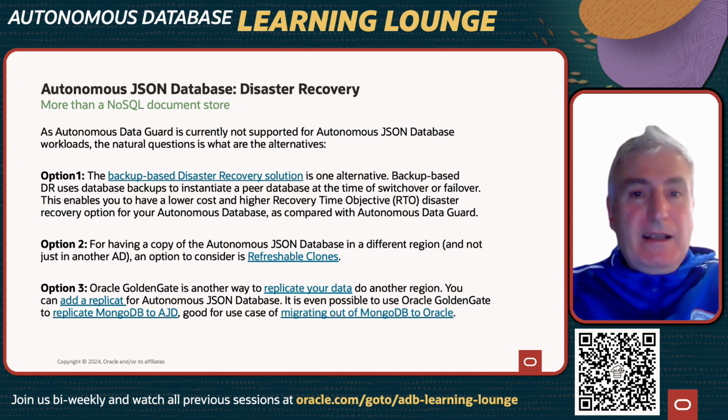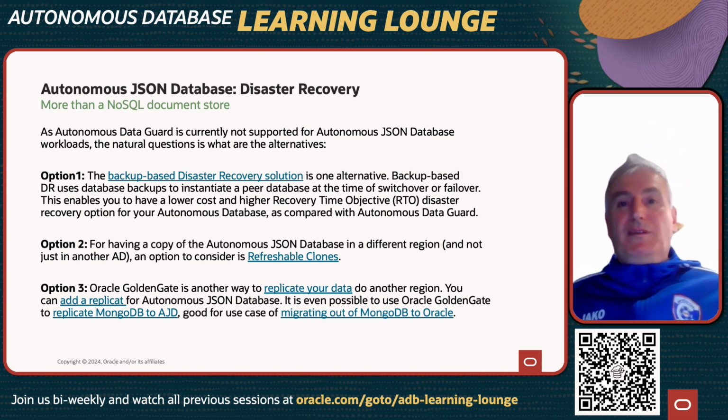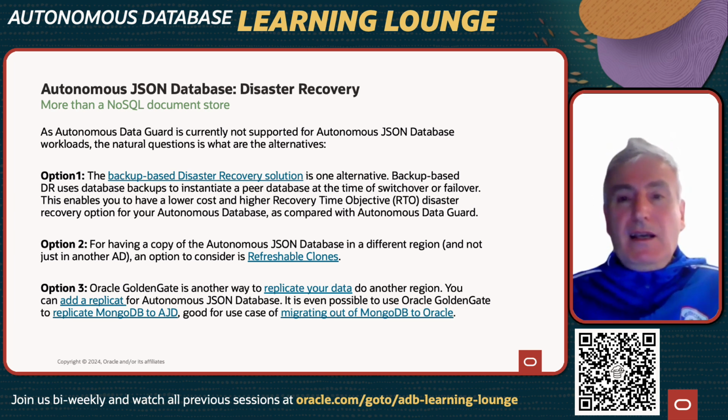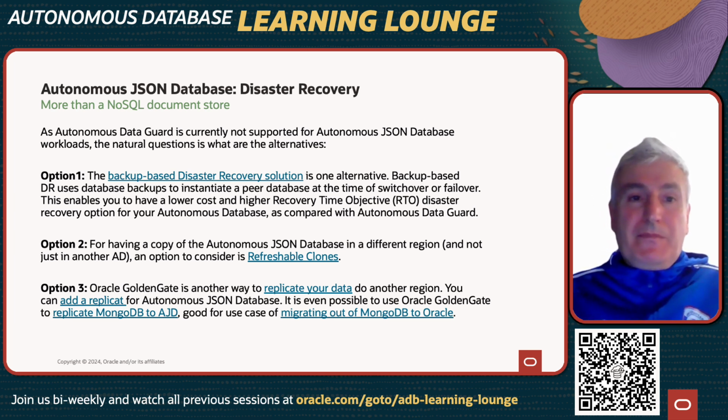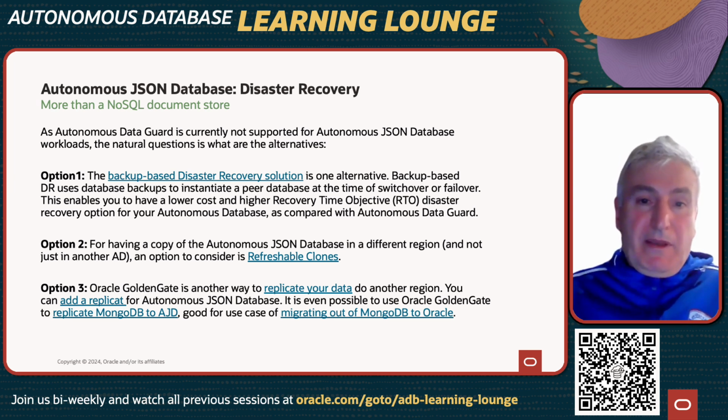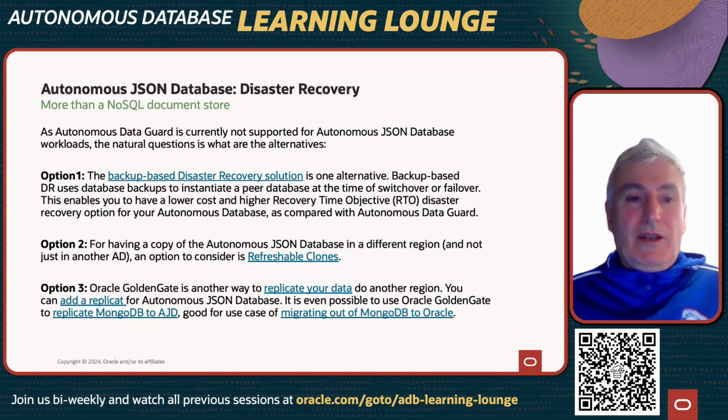Why is autonomous database different than autonomous JSON database, different than autonomous transaction processing? It's technically very much the same. However, the two significant differences: first, autonomous Data Guard is not currently supported for AJD, the autonomous JSON database, but you have options to mimic it. You can use backup-based DR. You can use refreshable clones, which is basically a copy in a different region, not just in another availability domain, so that can really be considered a DR solution. Or you can even use GoldenGate and replicate the database to another location.